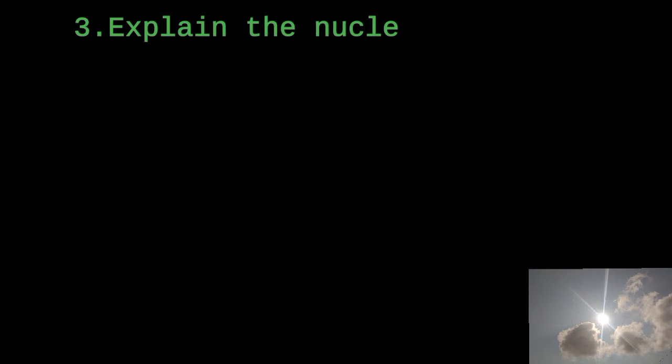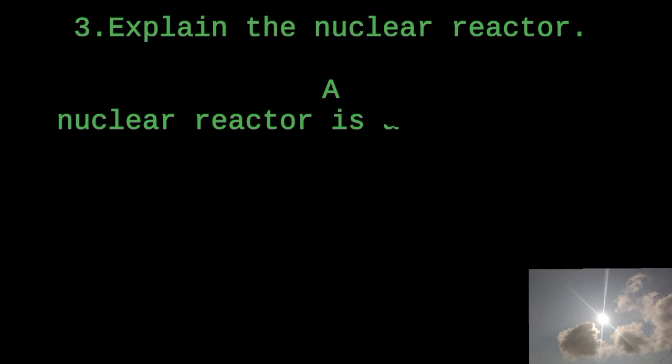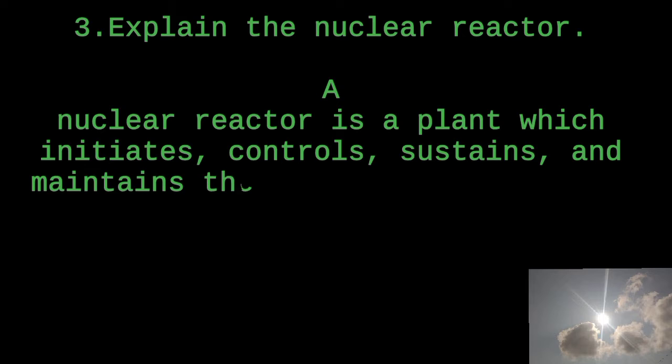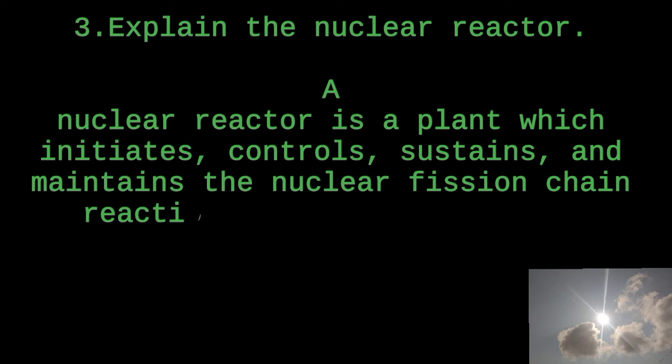3. Explain the nuclear reactor. A nuclear reactor is a plant which initiates, controls, sustains, and maintains the nuclear fission chain reaction. It protects against radioactive radiation.